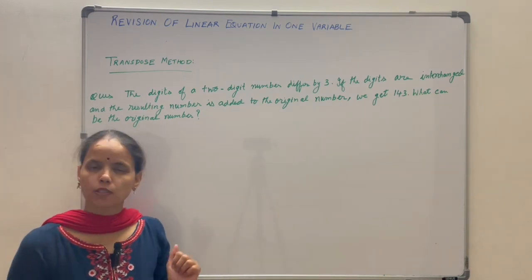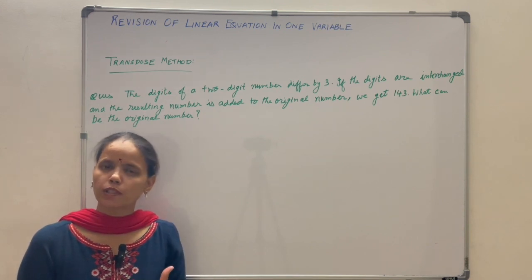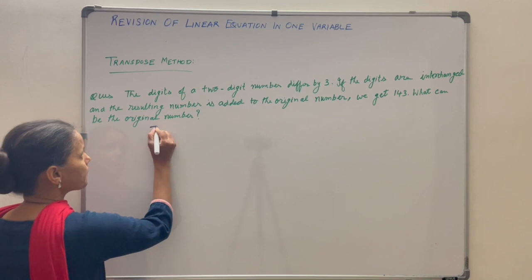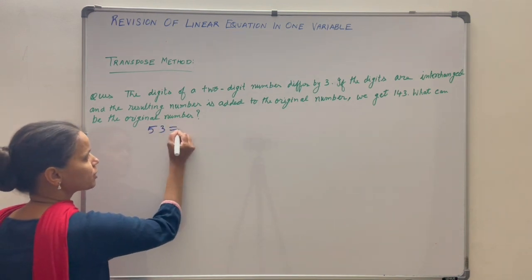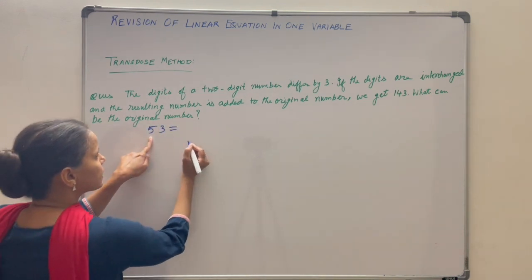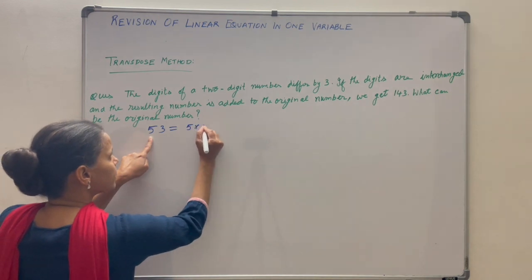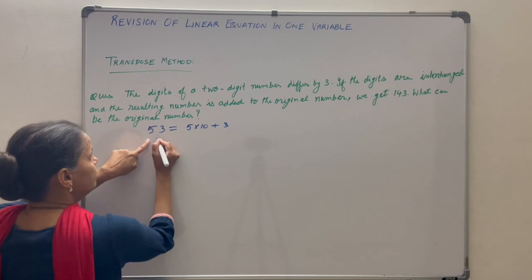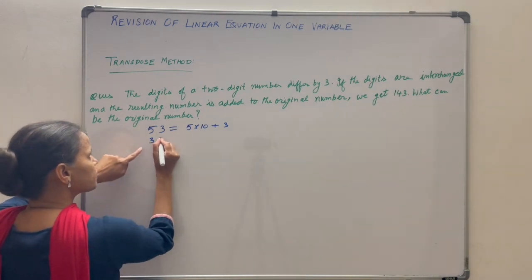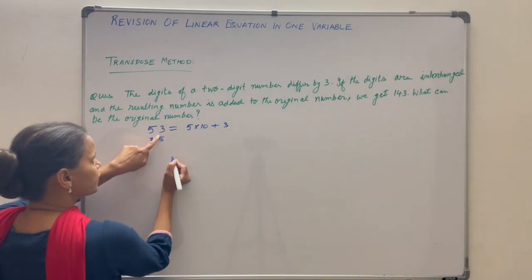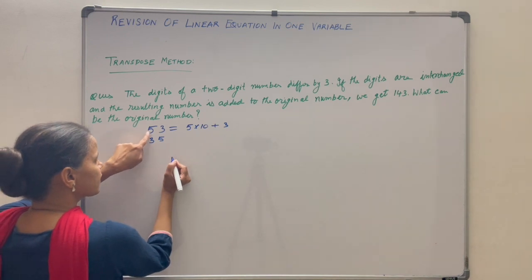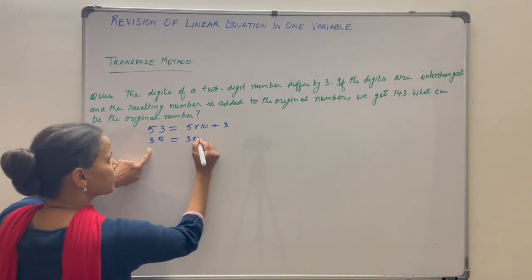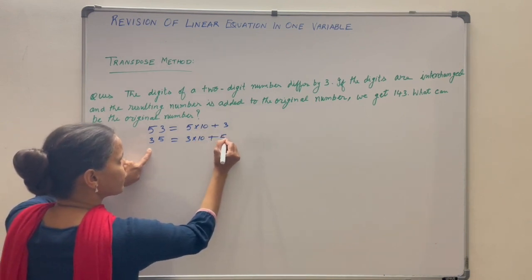Before we do this question, let us take one two-digit number and write it in the expanded form. For example, 53 is a two-digit number. This is the units place and this is the tens place. So you multiply the tens place by 10 and the unit digit is written as it is. Now if you interchange the digits, it is 35. The unit digit will come to the tens place and the tens digit will go to the unit place. So the expanded form will be 3 multiplied by 10 plus 5.